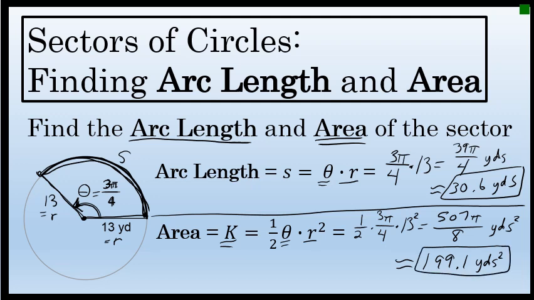For the sector of a circle having central angle 3π/4 and radius 13 yards, the arc length S is approximately 30.6 yards, and the area in square units is 199.1 square yards.